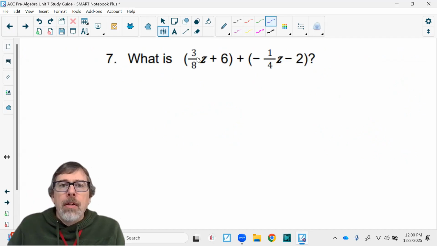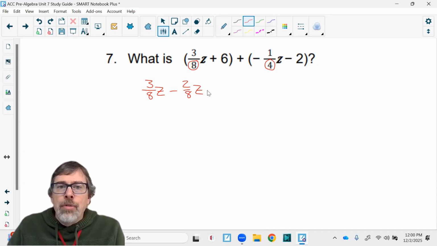Number 7, 3z plus a negative 1/4 z. Oh, 3/8. Now look at here. So we have another one where we have an 8 here and a 4 here. So just to save time, if this becomes 8, we had to multiply by 2. So it's going to be 2 times 1 or 2/8. So I'm going to first rewrite it as 3/8 z plus a negative, which is minus 2/8 z. I'm putting them in order at the same time. And then 6 plus a negative 2 is the same as 6 minus 2.